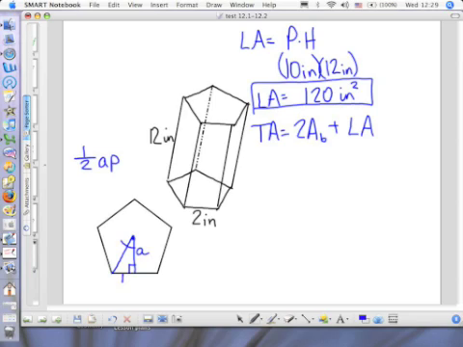I need to figure out what this angle is. 180 divided by 5. 36 degrees. You use tangent. I have to use one of my functions, because that's not a special right triangle. In reference to the angle, I know the opposite leg, and I'm looking for the adjacent leg. So the tangent of 36 is equal to the opposite over the adjacent. So A is equal to 1 divided by the tangent of 36.